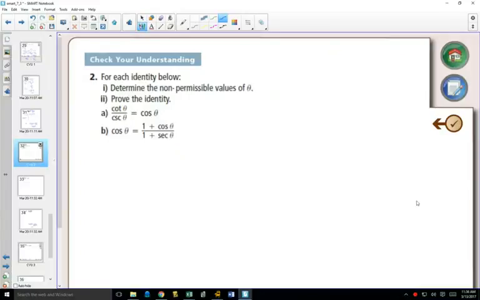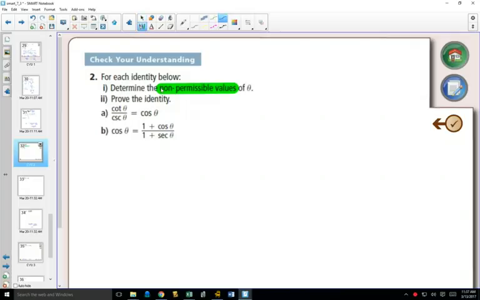Example 2. This one, they just want us to prove them in part II, but in part I, they want us to notice non-permissible values. Non-permissible values are the fact that you can't divide by 0.